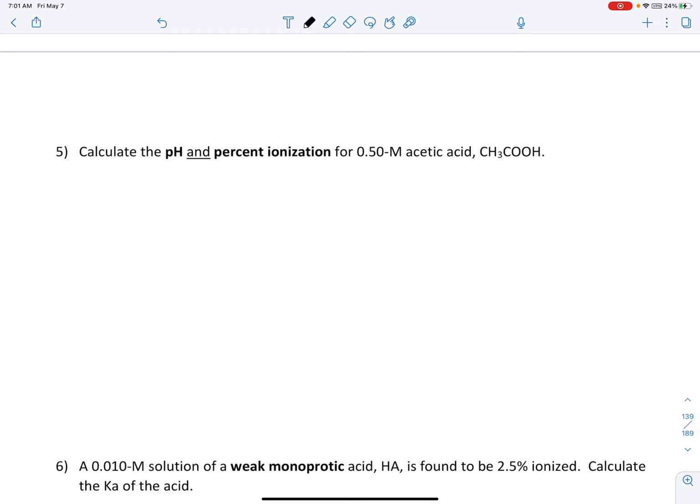Pause the video. Can you calculate the pH and the ionization percentage for 0.5 molar acetic acid? So acetic acid is a monoprotic acid. The hydrogen at the end is the acidic hydrogen, the one that gets donated. It's dissolved in water and reacts with water. It donates a hydrogen to the water, creating hydronium, and then what's left behind with the acid is the acetate ion.